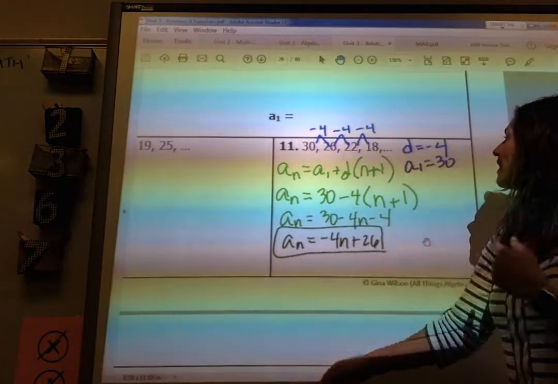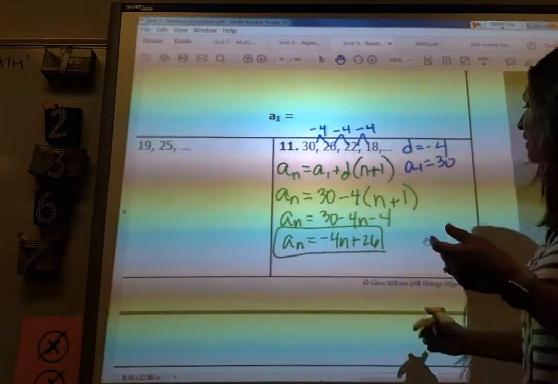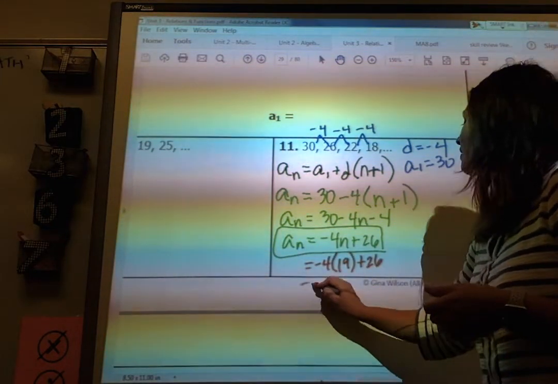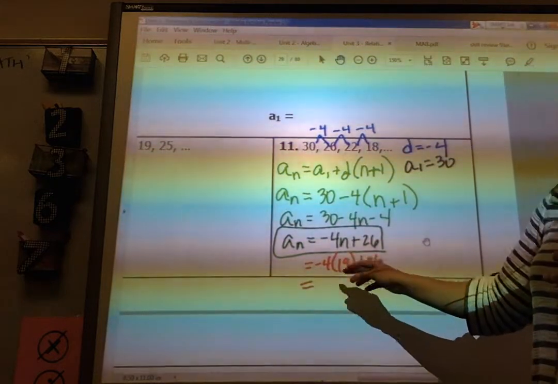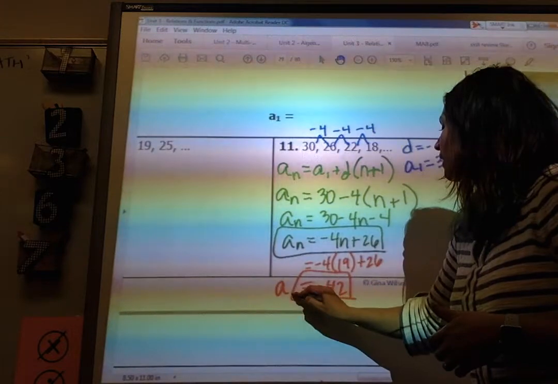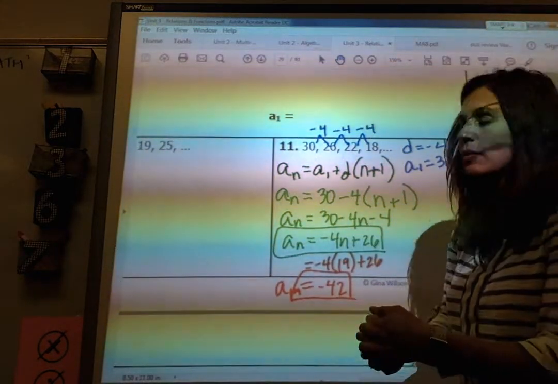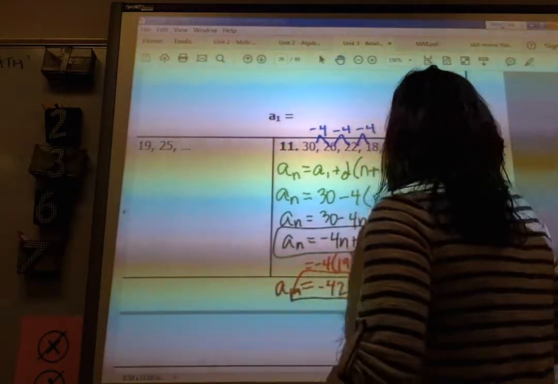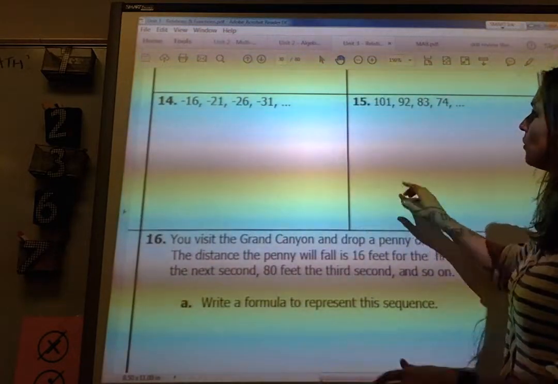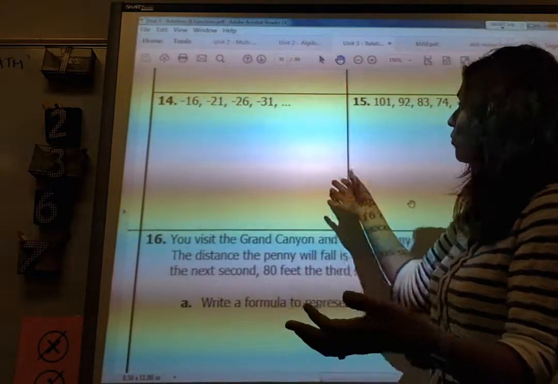Now, that's the first piece, and now to find the second part, I'm looking for that 19th term. So my 19th term, I'm just going to plug in negative 4 times 19 plus 34, and when I do negative 4 times 19 plus 34, you're going to get negative 42. So the 19th term is negative 42. And that's how we do arithmetic sequences. So do a couple on your own with Miss Patterson's guidance. Like I would do number 14 and 15. And maybe if you get all those right, she gives you $50, $25 each.